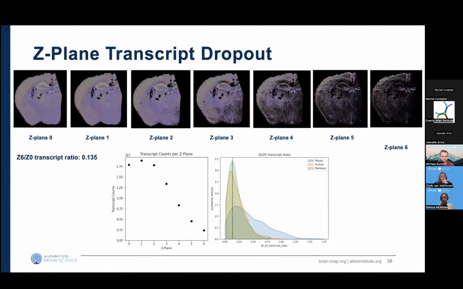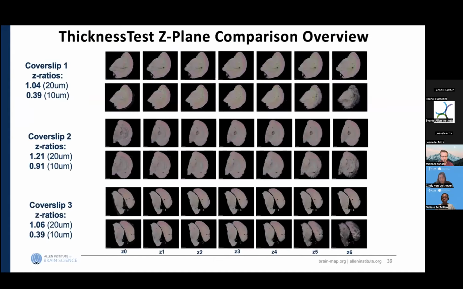Another problem that we saw is the Z-plane dropout. So as you know, the MERSCOPE sections are imaged in various planes, and we have 7 planes in which it images. We saw this dropout happening where at the surface level of imaging, it would have these high transcript counts, and then as each plane goes up, we would get this drop off of transcripts.